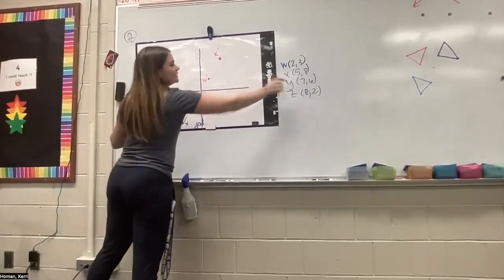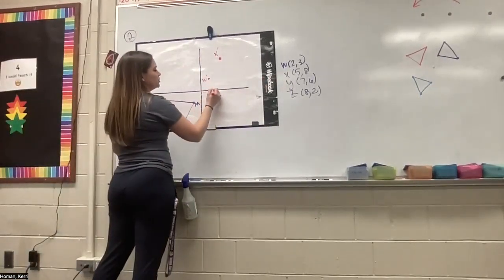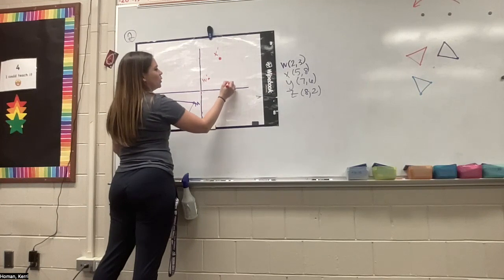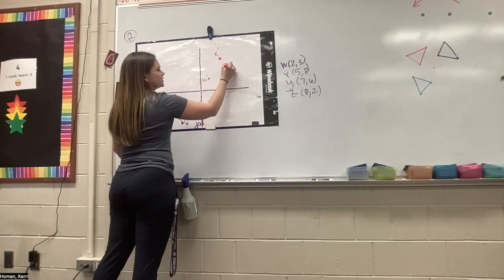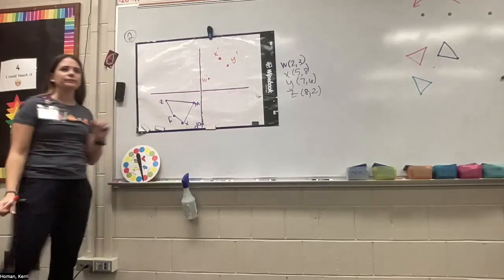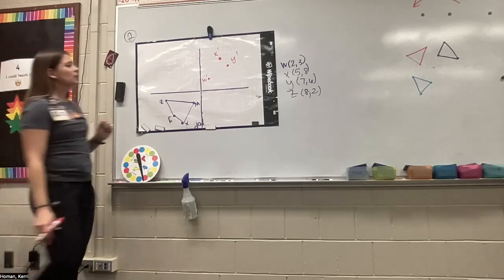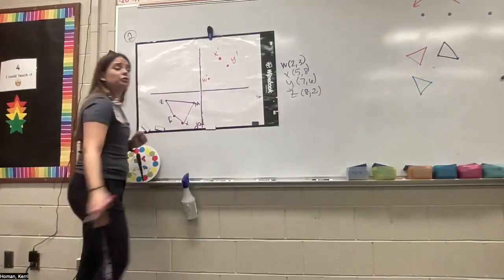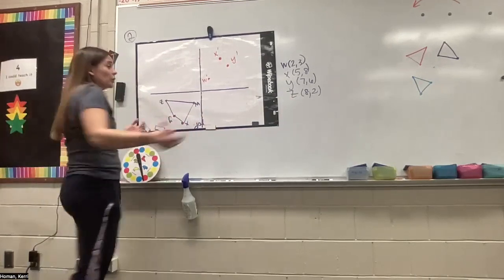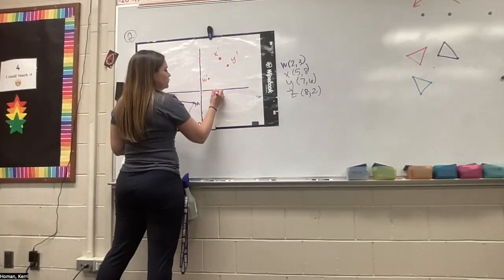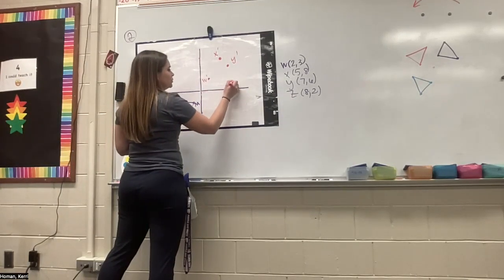Okay. Y is 7, 6. So we're going to go right 1, 2, 3, 4, 5, 6, 7 and up 1, 2, 3, 4, 5, 6. There's our new Y. Okay. And then Z is 8, 2. So to plot that, we're going to go right 1, 2, 3, 4, 5, 6, 7, 8 and up 2.